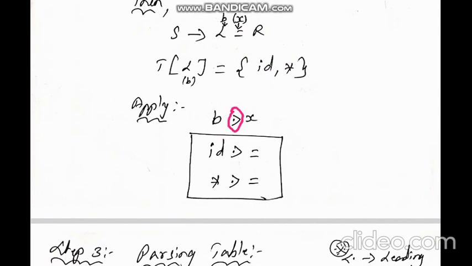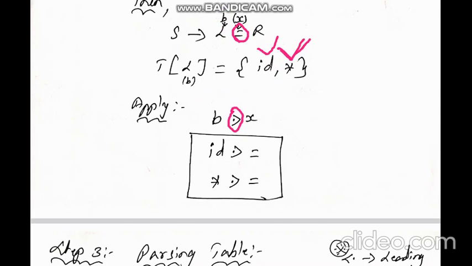This is a symbol. You need to be very careful in finding this particular symbol. B trailing x. What is x? X is equal to. What is b? Below this b you have a non-terminal called L. So what is trailing of L? We need to take it. The trailing of L we already found, right? The trailing of L is id and asterisk. The id is here, asterisk is here, right?